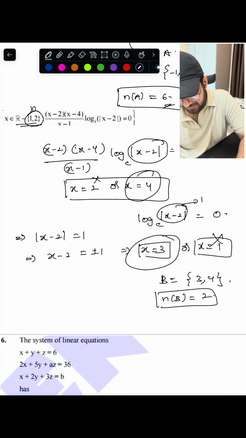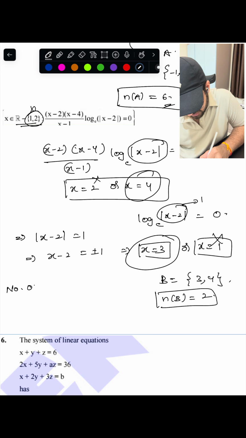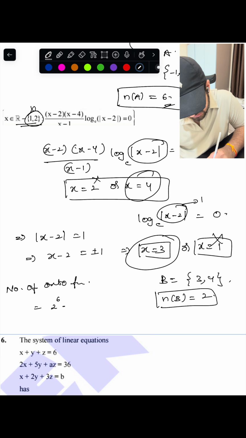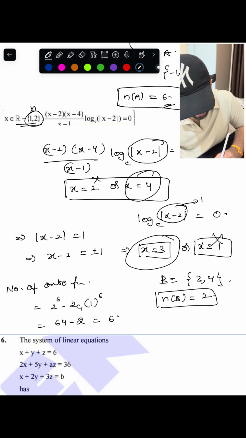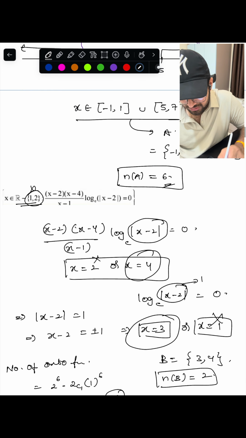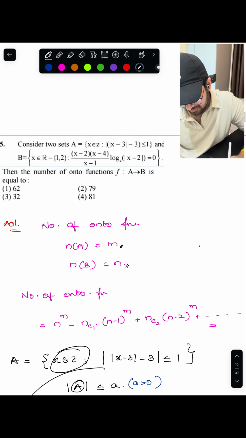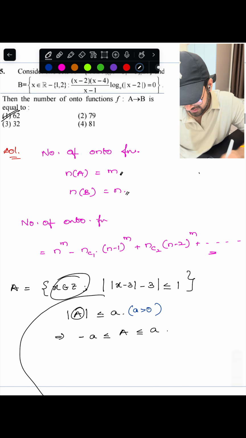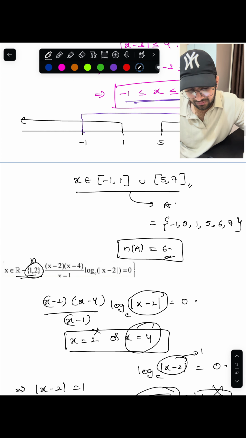So number of onto functions. We already know the formula: n of B to the power n of A, that means 2 power 6 minus 2C1 into 1 power 6. That's it. So you will be getting 2 power 6 means 64 minus 2. So that has to be 62. So 62 will be our answer. So let's check whether you are getting it or not. Yes, that first option is our answer. Done. So that's how we can solve the 5th question.